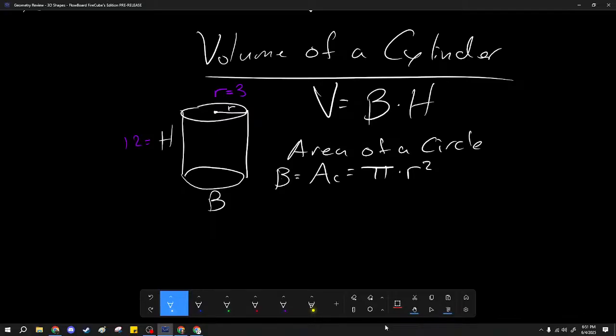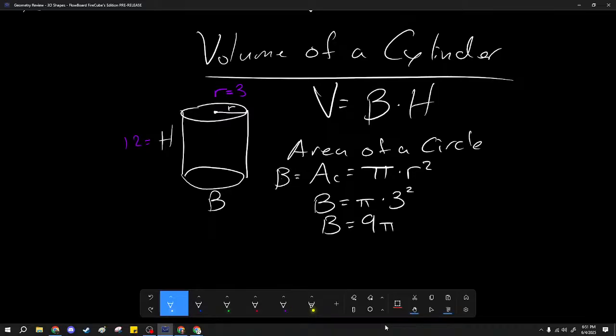This time my base is a circle, so I must use the area of a circle formula, which is pi r squared. So B is equal to pi times, what's my r? Oh, it's 3. 3 squared. 3 squared is just 3 times 3. 3 times 3 is 9, and pi stays put. When you get further in math, this is a valid answer.